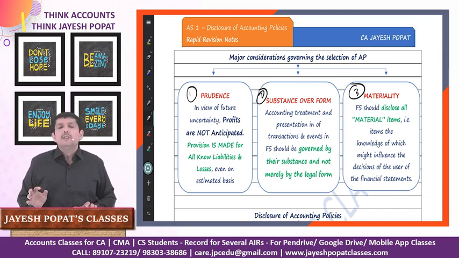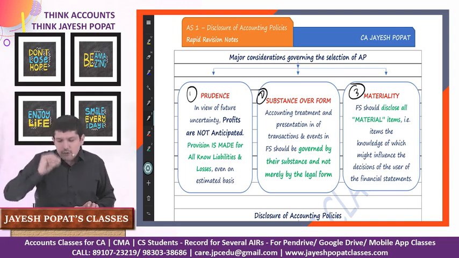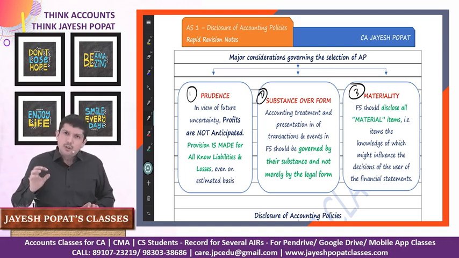The concept of prudence is that you should not anticipate profit. You should recognize profit only when you are virtually certain that the profit will be realized. But in case there is a possible or probable loss which you are going to face, you should make a provision for it in the books of accounts. This is on the premise of the principle of conservatism.